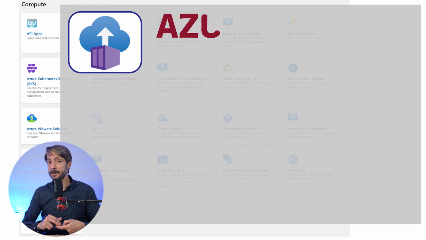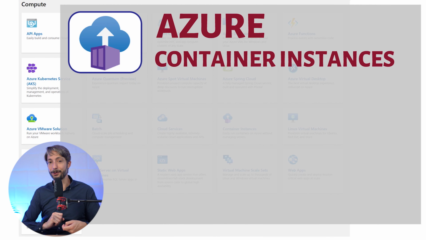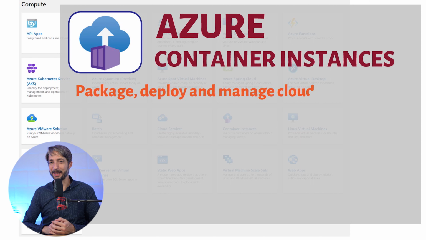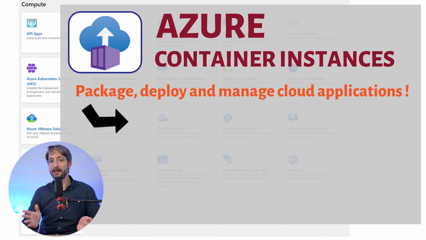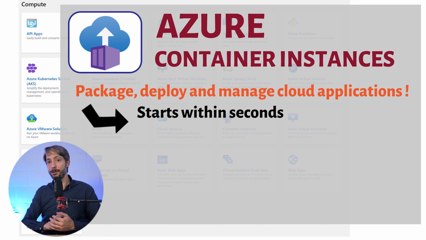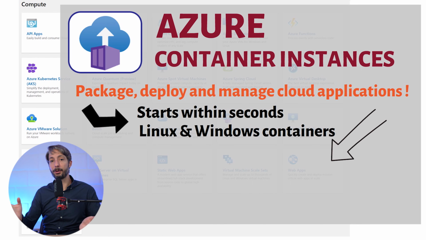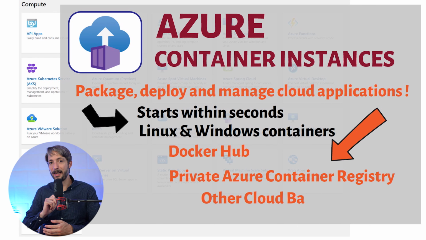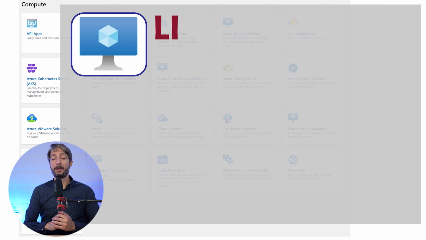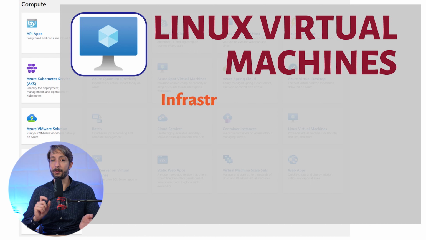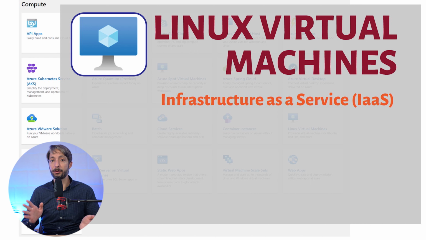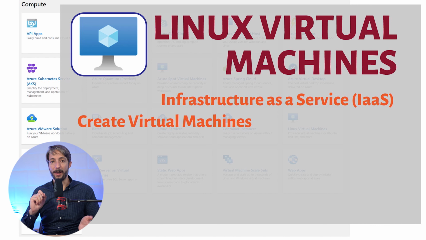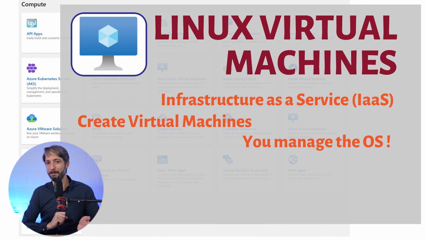We have container instances, which is an excellent way in Azure to package, deploy, and manage cloud applications. Compared to virtual machines, container instances can start within seconds. You can bring Linux or Windows container images from Docker Hub, a private Azure container registry, or another cloud-based Docker registry. Linux virtual machine refers to the infrastructure as a service within Azure. You have the option to create Linux virtual machines where you manage the OS itself.